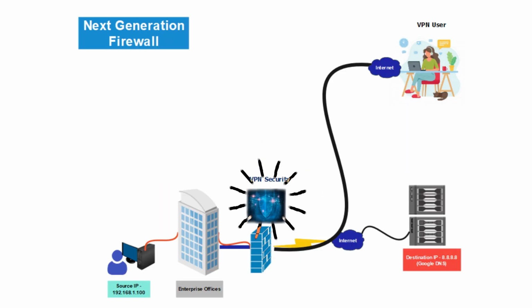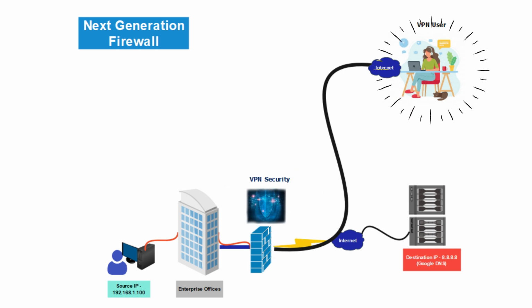Well, you can also enable VPN security on these firewalls, and then you can install the VPN software on client machines so that they stay connected with the firewall all the time when they are passing traffic through the internet. So all the traffic passing from the user's laptop to the internet will pass via VPN through the firewall, which means their traffic would remain secure by using this next generation firewall VPN.